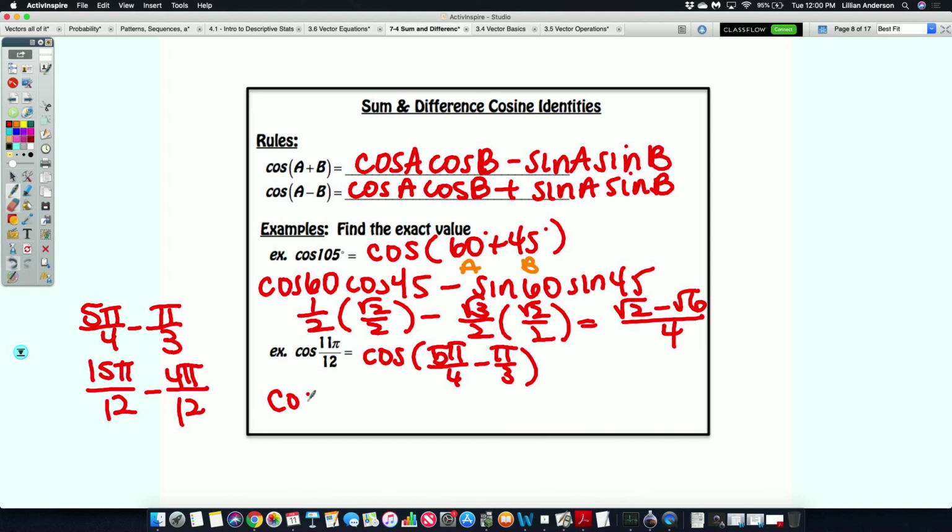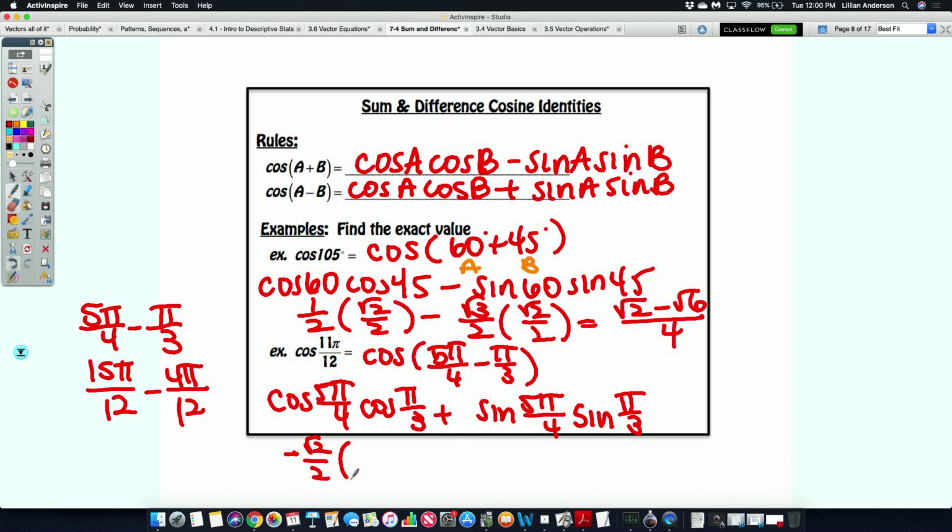So this becomes cosine of 5 pi over 4, cosine of pi over 3, plus the sine of 5 pi over 4, sine of pi over 3. Now you've got to be careful. 5 pi over 4, what quadrant is that in? The third. In the third quadrant, your x and your y are both negative, so that is going to make a difference in your answer. What is the cosine of 5 pi over 4? It's negative.